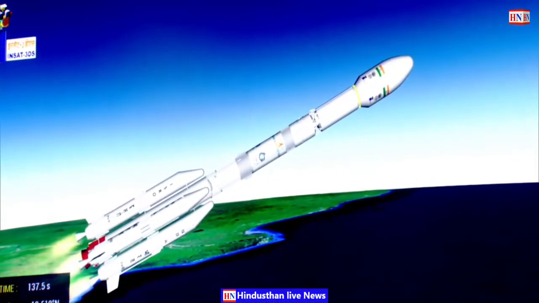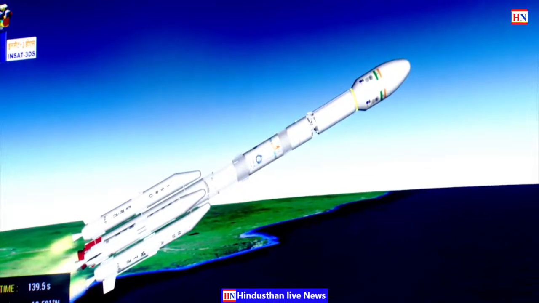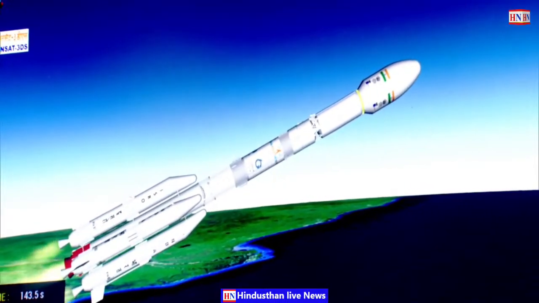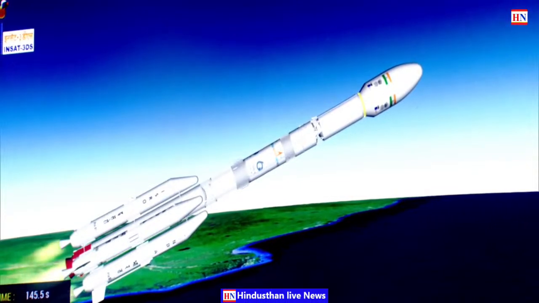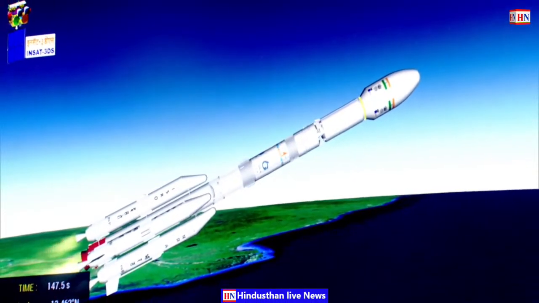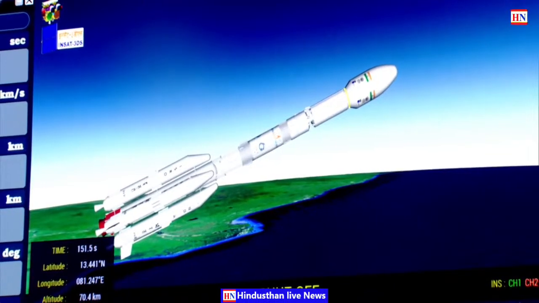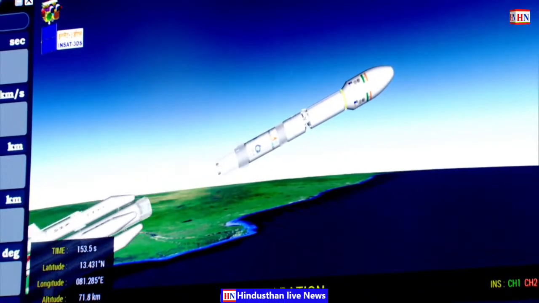The 4 L40s thrusting presently. The launch vehicle is being tracked by the tracking station at SHAR. L40 stages thrust cut off. First stage separated, second stage ignited.